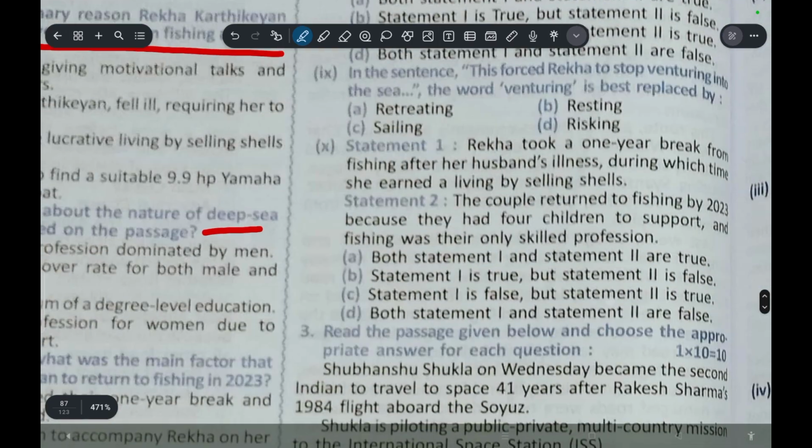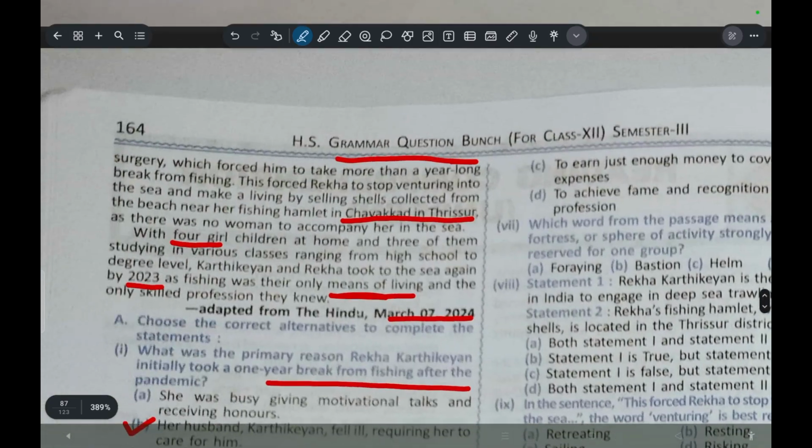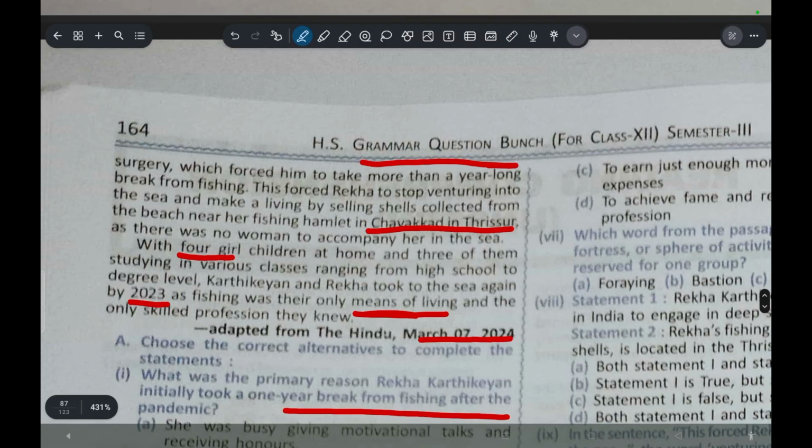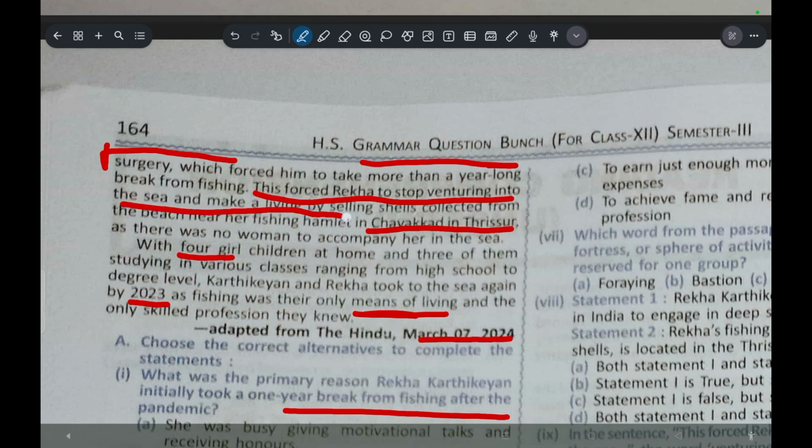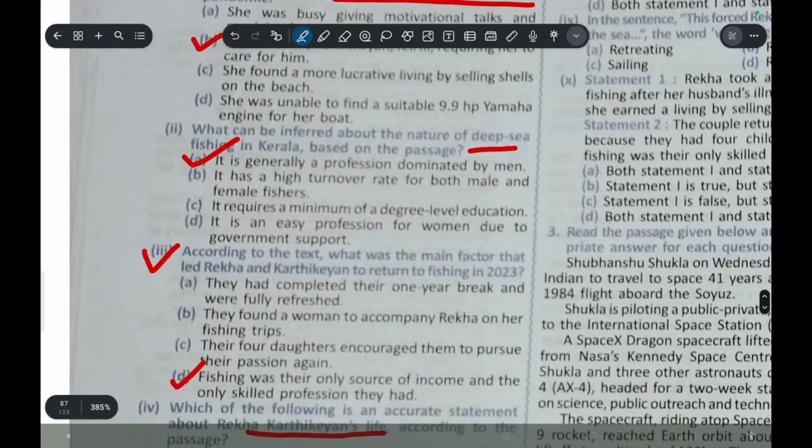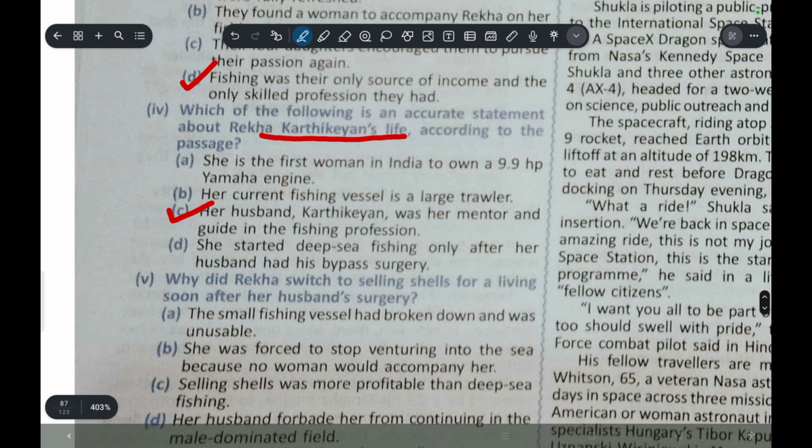Let me show you that after the surgery, this forced Rekha to stop venturing into the sea and make a living by selling shells collected from the beach near the fishing hamlet. So the right answer will be, her husband Kartikeyan was her mentor and guide in the fishing profession.